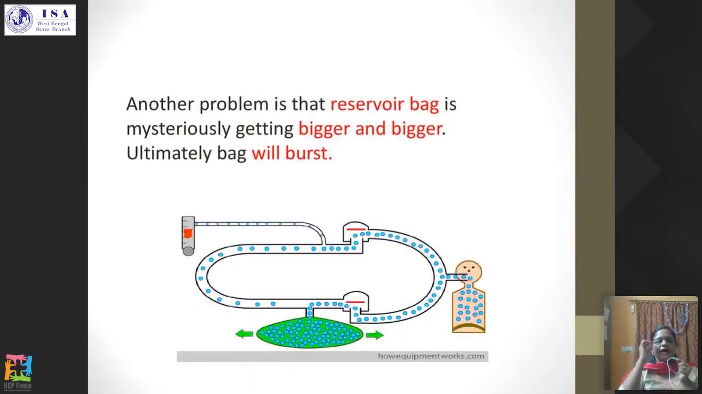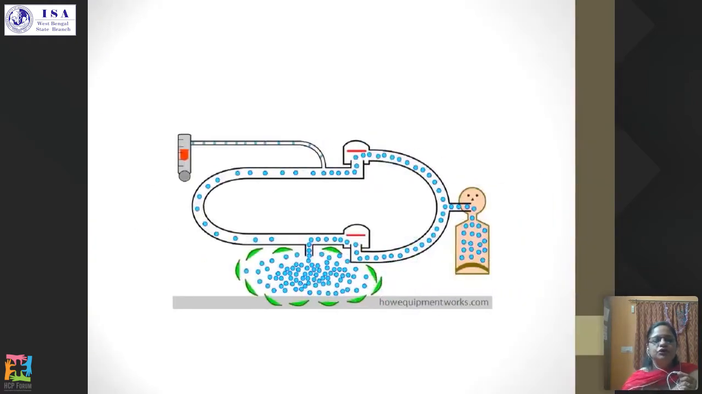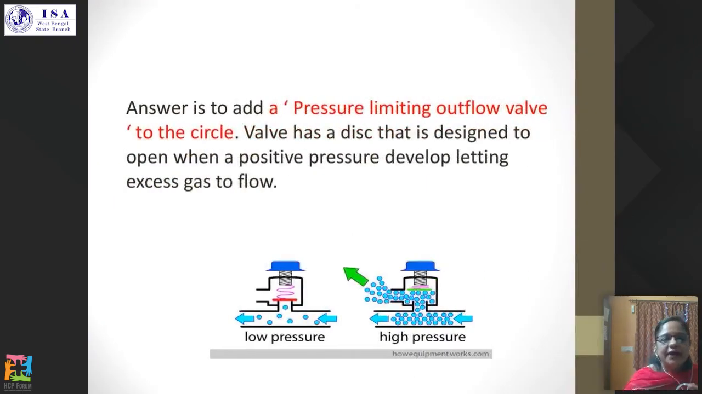Now, another problem is that the reservoir bag is getting bigger and bigger, as there is no one-way valve here. So it can burst. If you don't do anything, this will create this problem. Now we have to add a pressure limiting outflow valve in the circle. The valve has a disc that is designed to open when positive pressure develops, letting the excess gas flow. When there is high pressure, this piston will come upward and there is a space letting the gas go to the atmosphere.